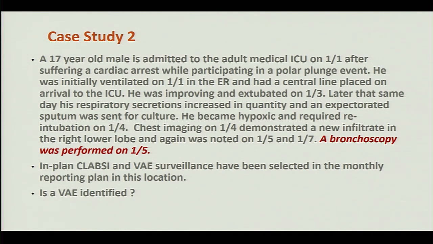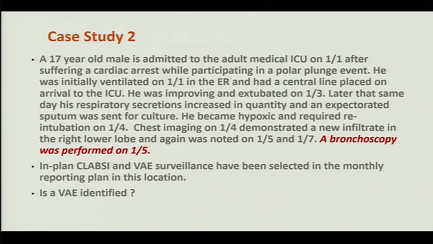Okay, the second case. A 17-year-old male is admitted to the adult medical ICU on 1/1 after suffering a cardiac arrest while participating in a polar plunge event. Silly 17-year-old. He was initially ventilated on 1/1 in the ER, and he had a central line placed on arrival to the ICU. He was improving and extubated on 1/3, but later that same day, his respiratory secretions increased in quantity, and an expectorated sputum was sent for culture. He became hypoxic and required reintubation on 1/4.